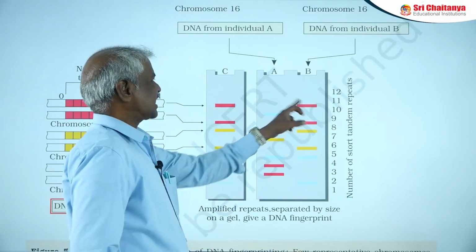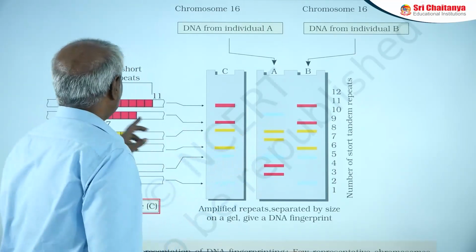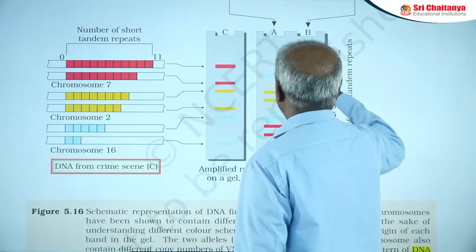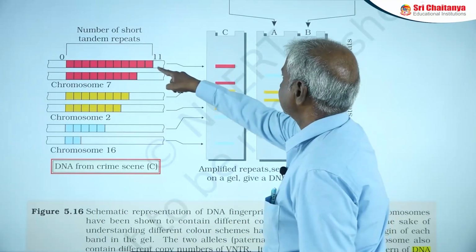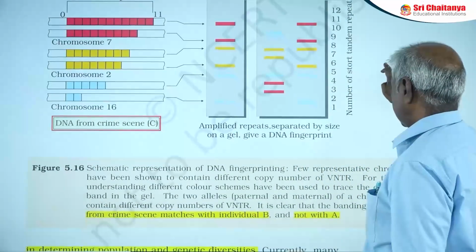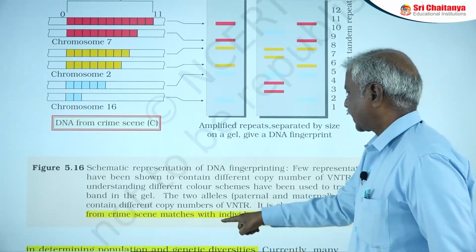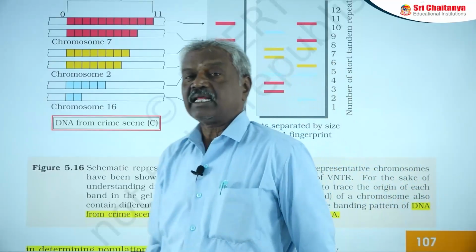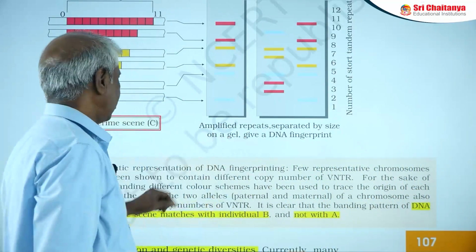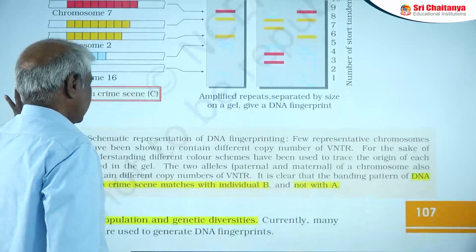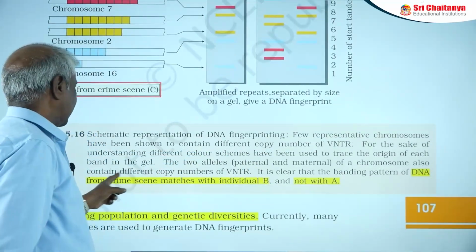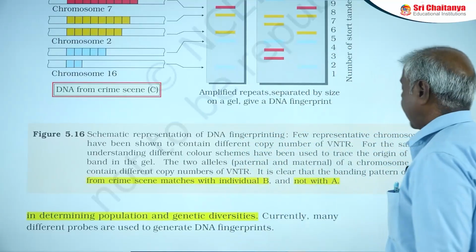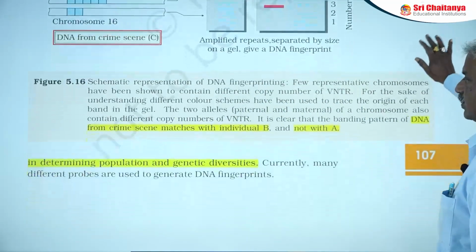Then these two are suspect persons, A and B. And simply they match them with this. You see, B is matching with this, not with A. Individual B is matching. And you see the height here; height indicates the length of the fragment. So, DNA from the crime scene matches with individual B and not with A.